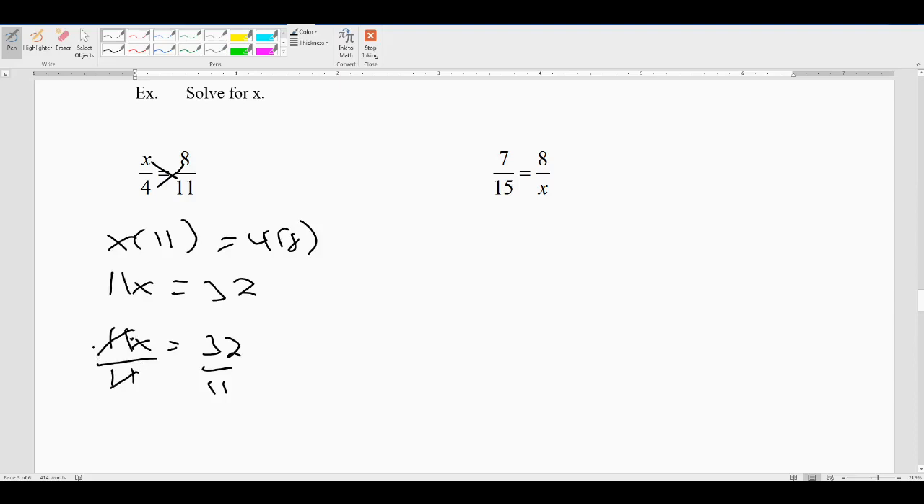These 11s will cancel because that means they equal 1. And 1 over 1 is 1. 1 times x is x, which is what we want. That doesn't reduce. Leave it as a fraction in that form. Don't make it a mixed number. Let's come over here and do the same thing. Criss equals cross.